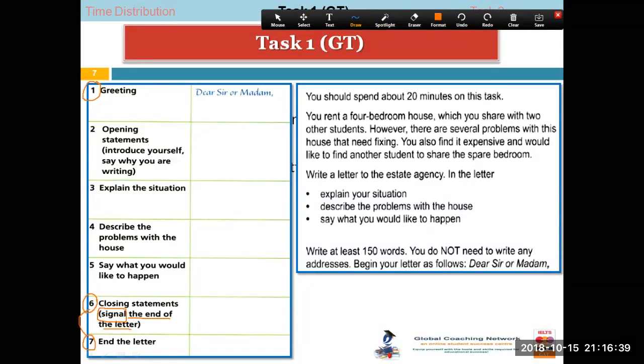Now, these remaining three parts, 3, 4, and 5, are exactly the bullet points that they have asked us to cover or include in our letter. Now, for number 2, this is important for formal letters specifically, because in a formal letter, most of the time, the other person who is receiving your letter, the addressee, may not know you exactly.